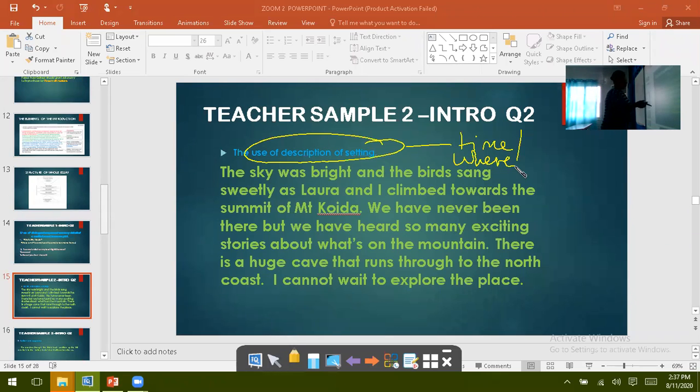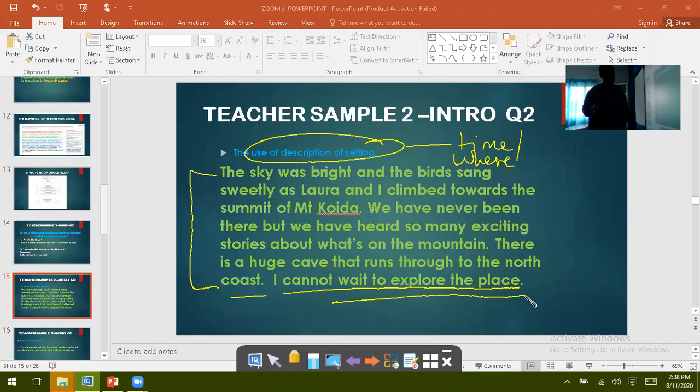So in our introduction, we can also describe the setting. The sky was bright, the birds sang sweetly as Laura and I climbed towards the summit of Mount Koida. We have never been there, but we have heard so many exciting stories about what's on the mountain. There is a huge cave that runs through to the north coast, and I cannot wait to explore the place. So it's just a normal, plain description of setting and giving us an idea what time of the day this story is taking place. So this example is just to demonstrate a description of setting, where we talk of time and place. All right?